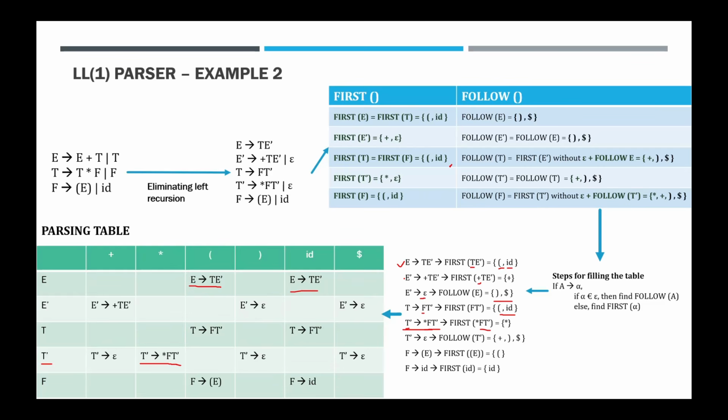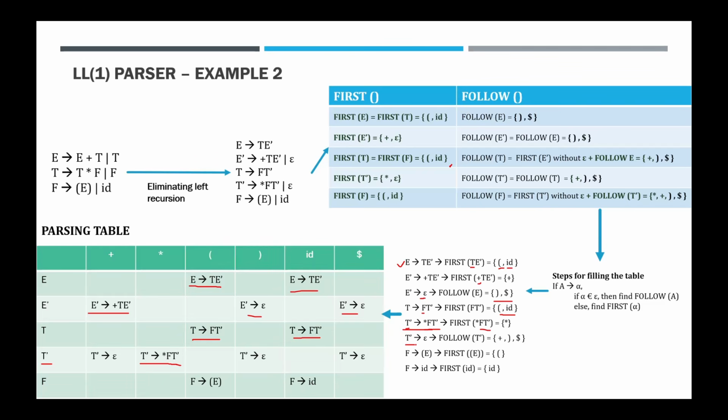E dash is the next production, where we need to include it in first of plus T E dash, which means in plus we have included this production. Since E dash tends to epsilon, we need to include this E dash tends to epsilon in follow of E dash. So follow of E dash is close parenthesis and dollar. When it comes to T, T tends to F T dash. What is first of F? Open parenthesis and ID. So include T tends to F T dash in open parenthesis and ID.